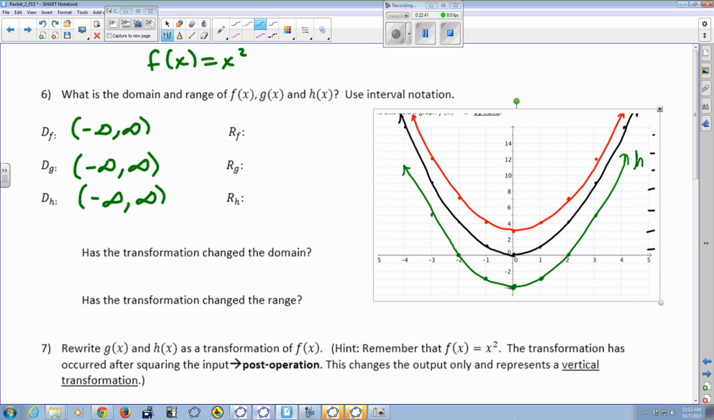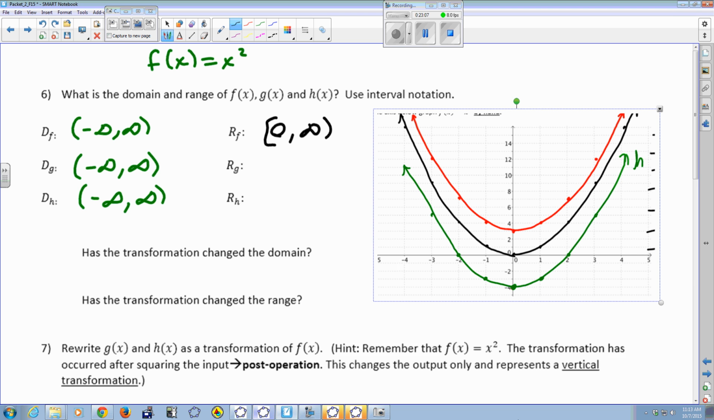Okay, what about the range for f? Can anybody tell me in interval notation, describe to me what I write for the range of f? Paul? Okay, and what do I use for my symbols for interval notation? Yep, perfect. So perfect, thank you.